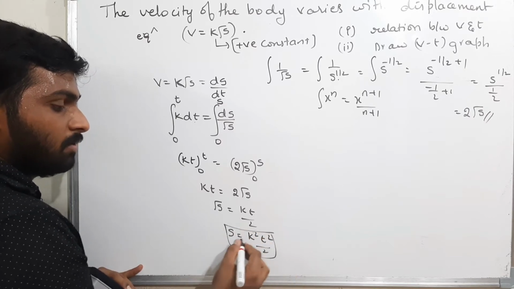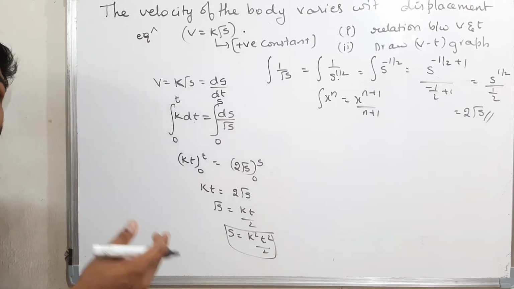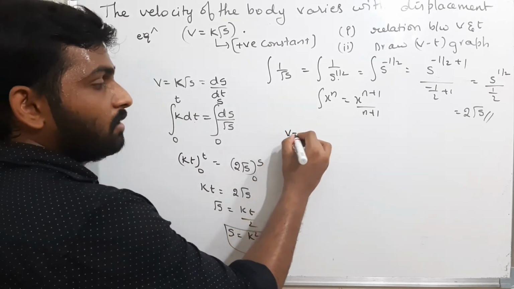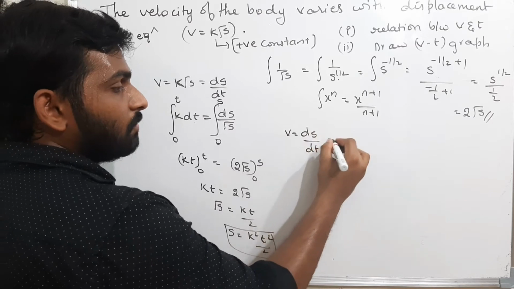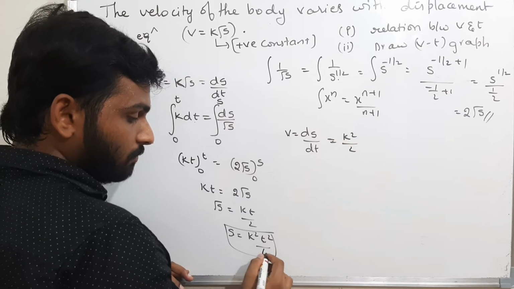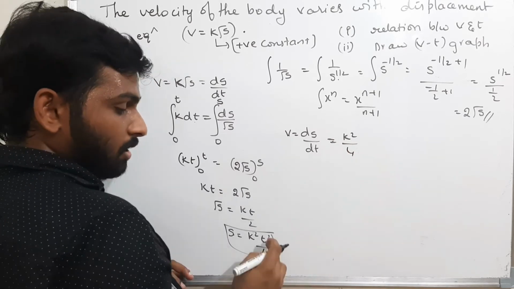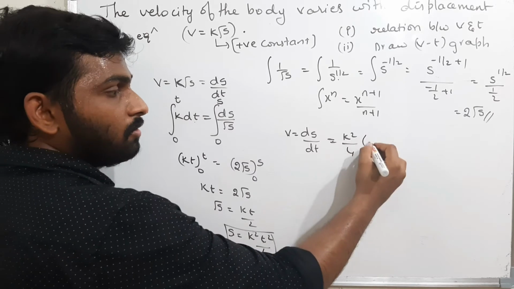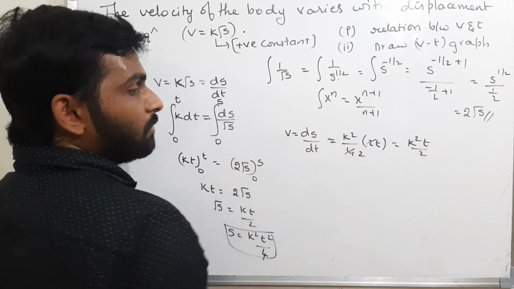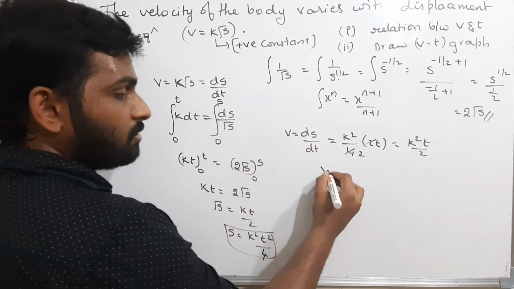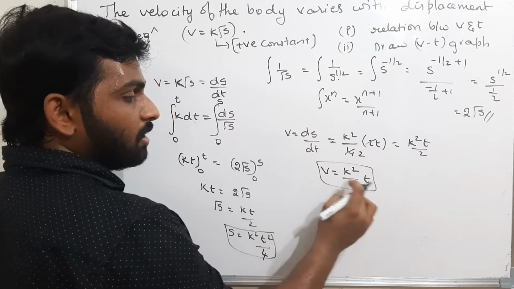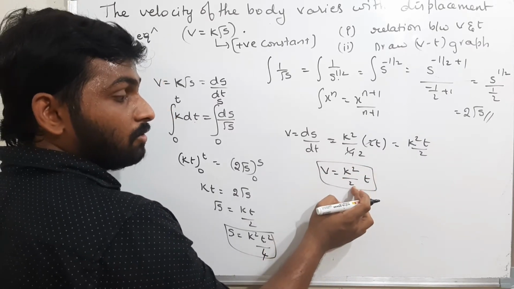Now, I got the relation between displacement and time. Well and good. But they want to find the relation between velocity and time. Now, what do I have to do? I have to differentiate this s. V is equal to ds by dt. If I differentiate this one, how much will you get? K square by 4 is a constant, it will come out. Differentiation of t square is 2t. Therefore, 2 by 4, that is k square t by 2. Now I got the relation. What is the relation? Velocity is equal to k square by 2 into time. The relation between velocity and time is v is equal to k square by 2 into time.